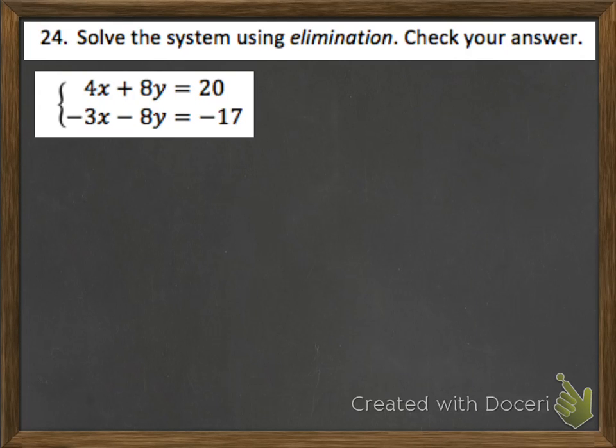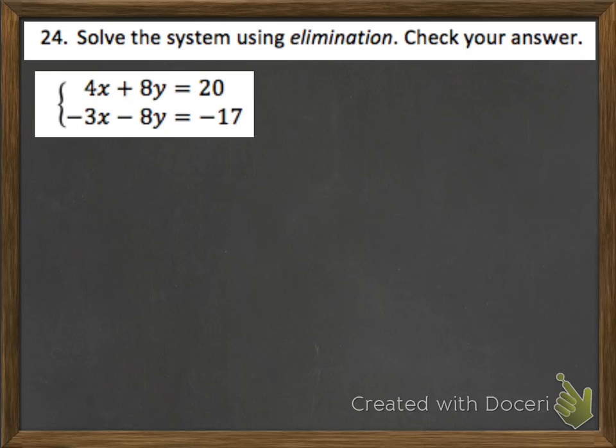Problem 24 is two problems that want us to use the elimination method to solve for x and y in a system of equations. The first part of problem 24 wants us to solve the system 4x plus 8y equals 20 and negative 3x minus 8y equals negative 17.